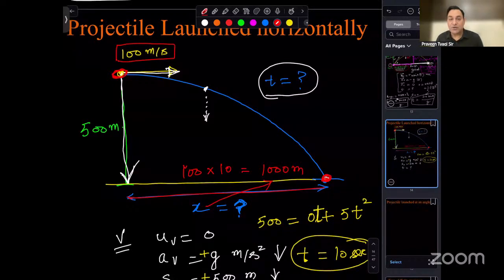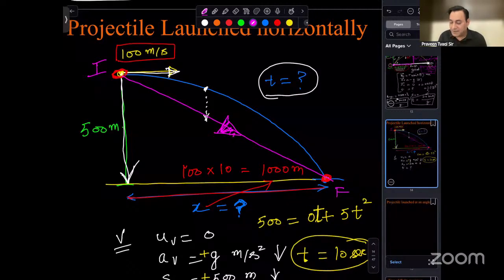And if I ask you what is the net displacement of the body, the net displacement will be this. This is the initial position. This is the final position. The net displacement is the vector joining the initial position to the final position. And this will be the net displacement. This displacement had a vertical component, which was 500 meters downwards. It had a horizontal component, which is 1000 meters horizontal. And we calculated both. We calculated the time, we calculated the displacement.